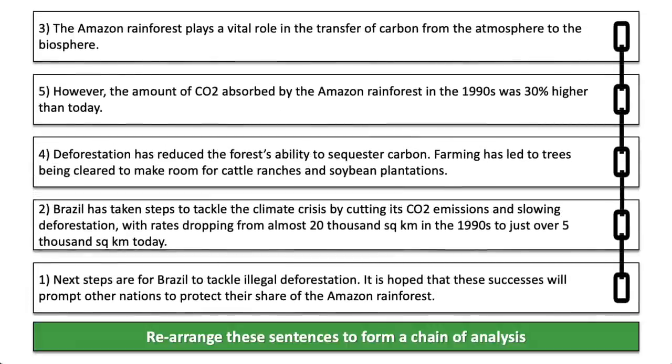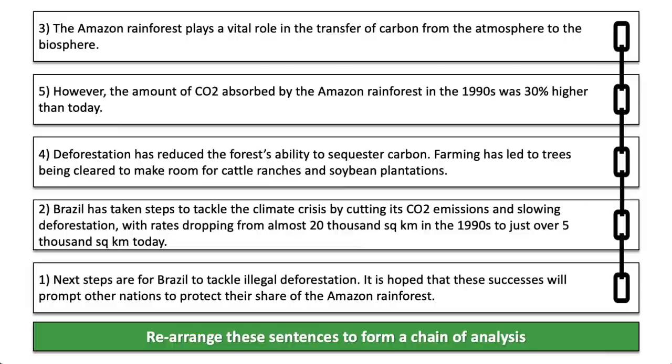The Amazon rainforest plays a vital role in the transfer of carbon from the atmosphere to the biosphere. So you needed three first, then five. However, the amount of carbon dioxide absorbed by the Amazon rainforest in the 1990s was 30% higher than today. After that we had four. Deforestation has reduced the forest's ability to sequester carbon. Farming has led to trees being cleared to make room for cattle ranches and soybean plantations. Then it's statement two: Brazil has taken steps to tackle the climate crisis by cutting its carbon dioxide emissions and slowing down deforestation, with rates falling from almost 20,000 square kilometres in the 1990s to just over 5,000 square kilometres today.